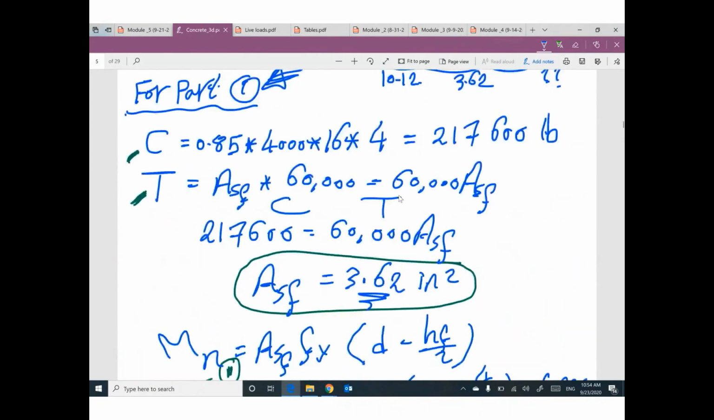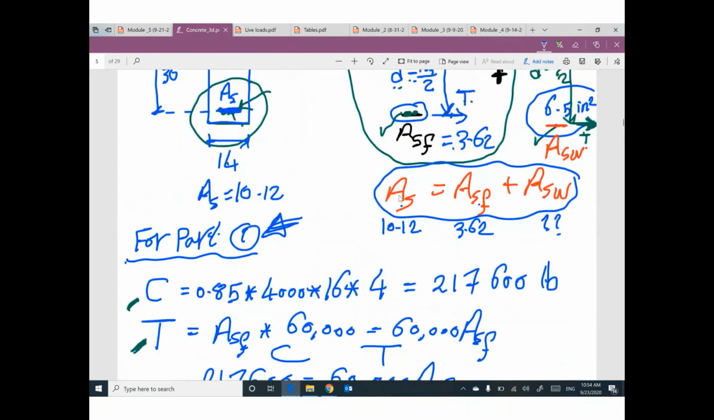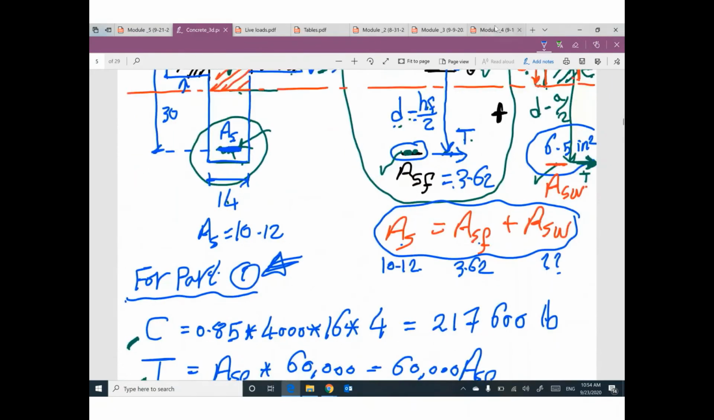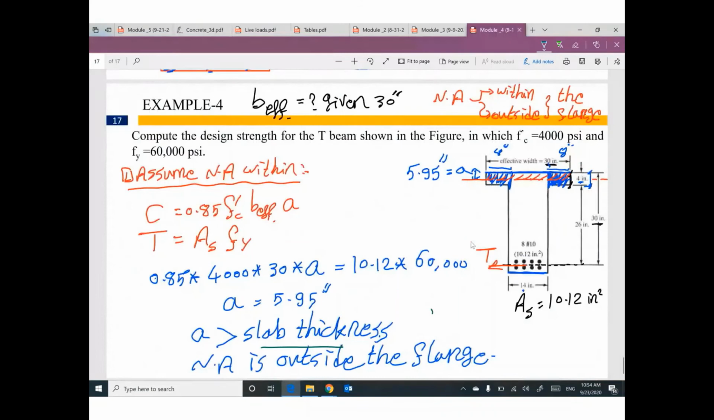Do we just go straight to finding Mn? Yeah, that's it. Mn equals area of steel, F yield, times depth minus a divided by 2. That's it. You are done.